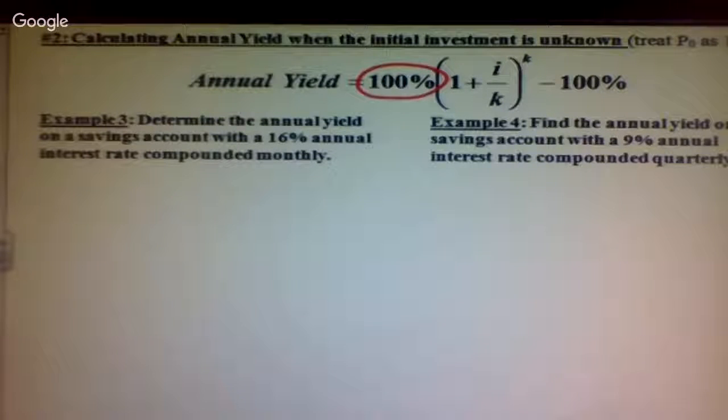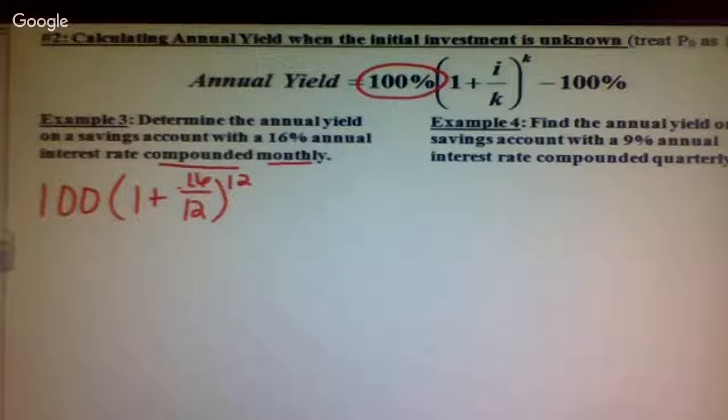Your i is still the percentage that you're getting for an interest rate. k is still how often this is happening. And again, we always subtract 1, but if we want to just stick with percentages, we just subtract 100. So we've got 100 times 1 plus, what's my interest rate? 0.16. It still has to be a decimal. Divided by 12, since it says compounded monthly, which makes this a 12. Raised to the 12 minus 100 gives me what?